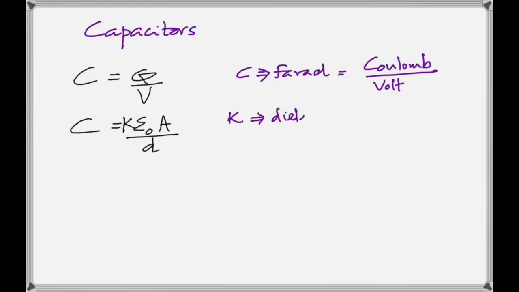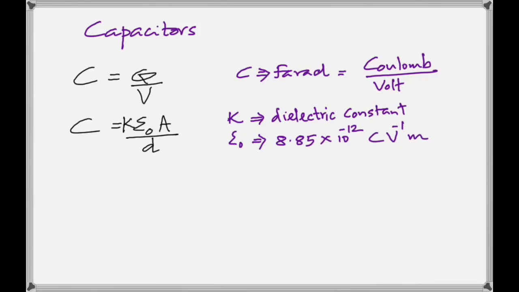K is the dielectric constant, and K for air or free space is 1. Epsilon naught is 8.85 times 10 to the negative 12. That's the unit of that. That is topic number 1.